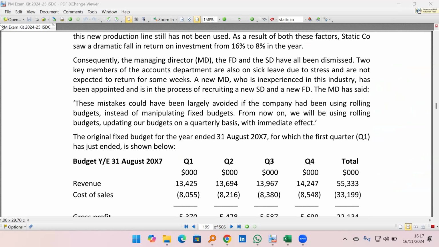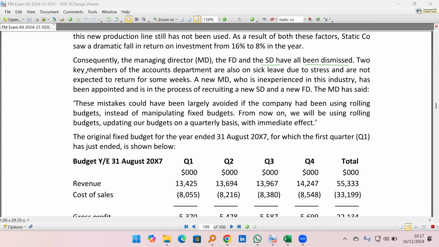So consequently, the MD, the finance director and the sales director have all been dismissed. So now things have got sour. Those people have lost. They have been dismissed. Now we have to see, okay, what now?